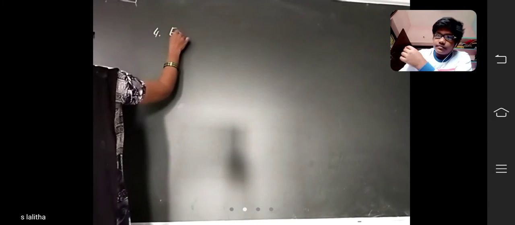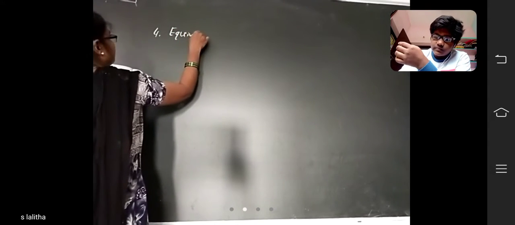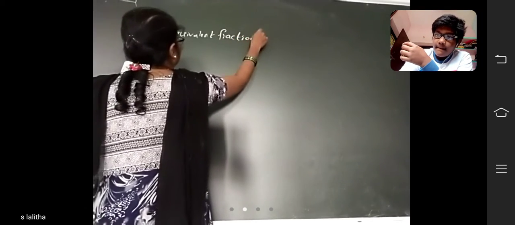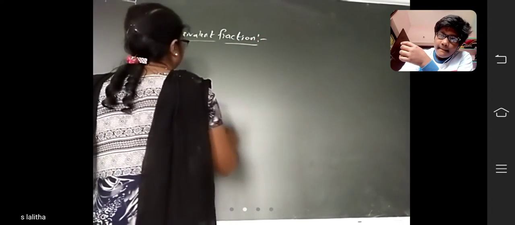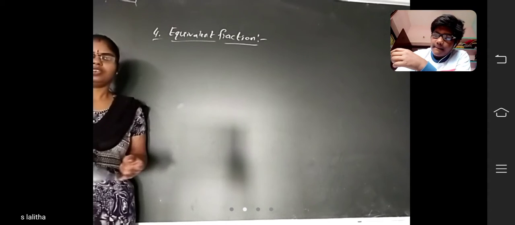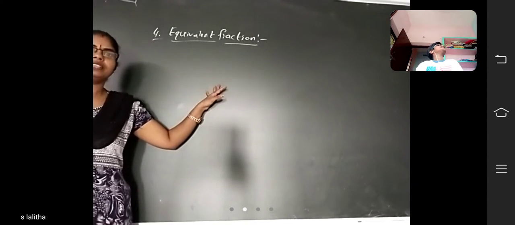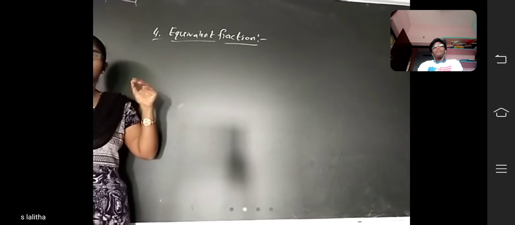Next, put a heading: equivalent fraction. So what is called an equivalent fraction? Equivalent fractions have the same value, whether they look different, but their value is the same. That is called an equivalent fraction.